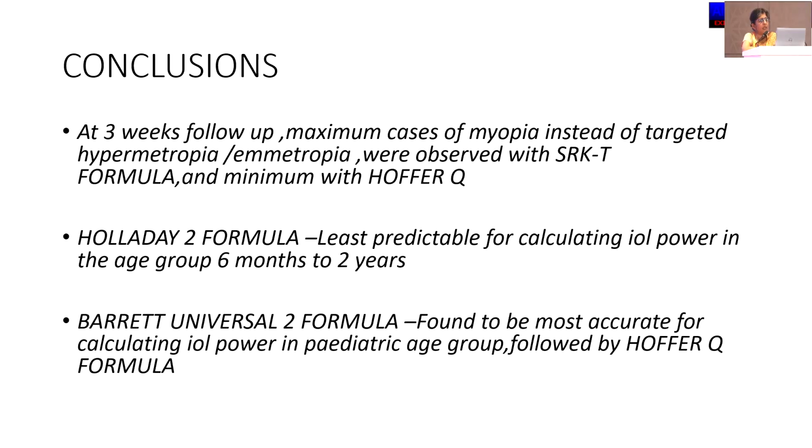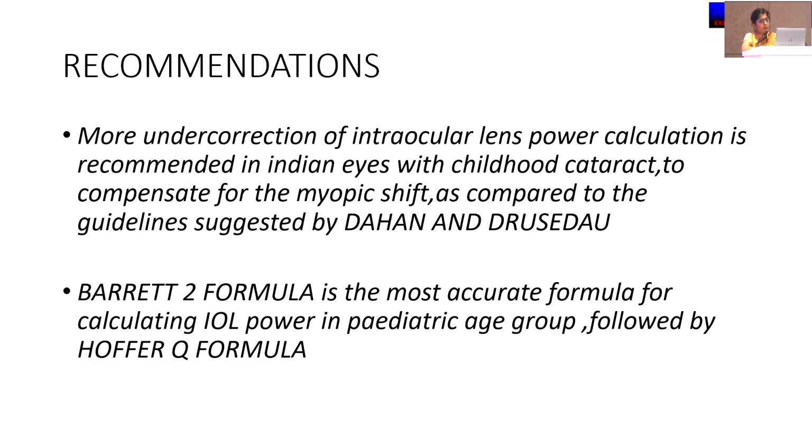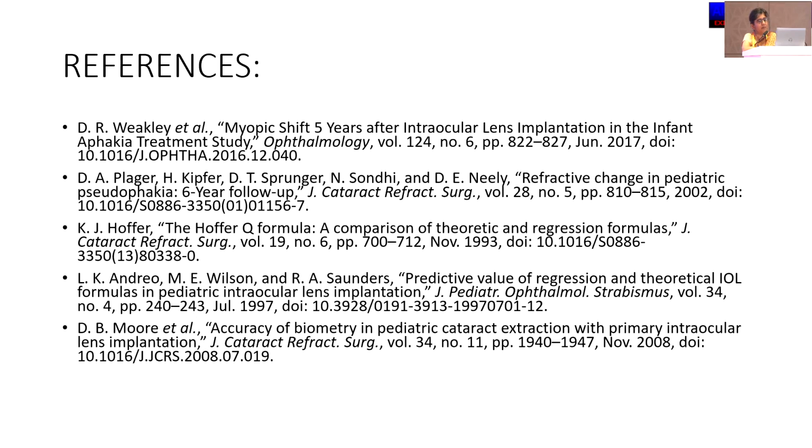At 3 weeks follow-up, maximum cases of myopia instead of targeted hypermetropia were observed with the SRK/T formula and minimum with Hoffer-Q. Holladay 2 formula was least predictable for calculating IOL power in the age group of 6 months to 2 years, and Barrett Universal 2 formula was found to be the most accurate, followed by Hoffer-Q. So our recommendations are that more undercorrection of intraocular lens power is recommended in Indian eyes. Barrett 2 formula is the most accurate formula for calculating IOL power, followed by Hoffer-Q formula.